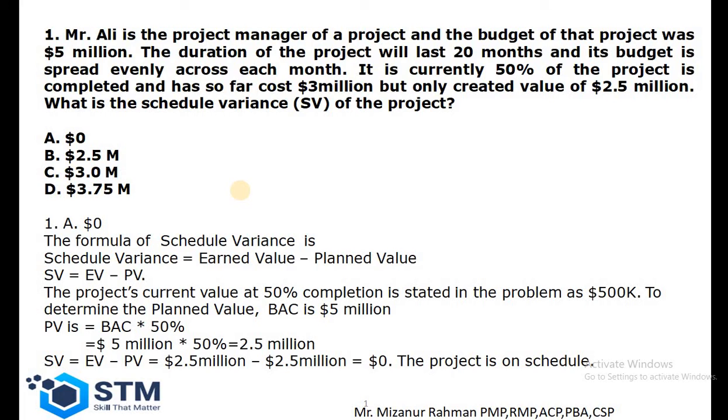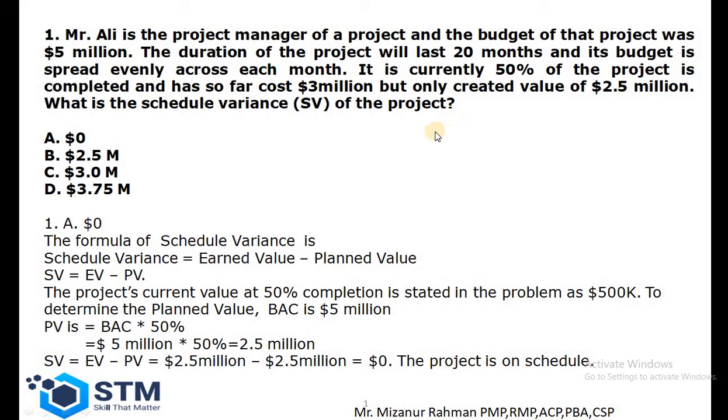Basically, we have to find out the value of schedule variance. So we know the formula of the schedule variance is earned value minus the planned value. Here the earned value is already told that 50% of the project is completed. That means our budget is the $5 million.